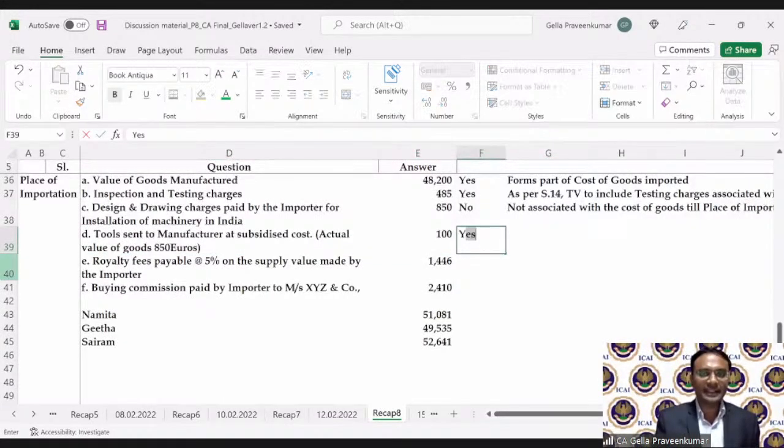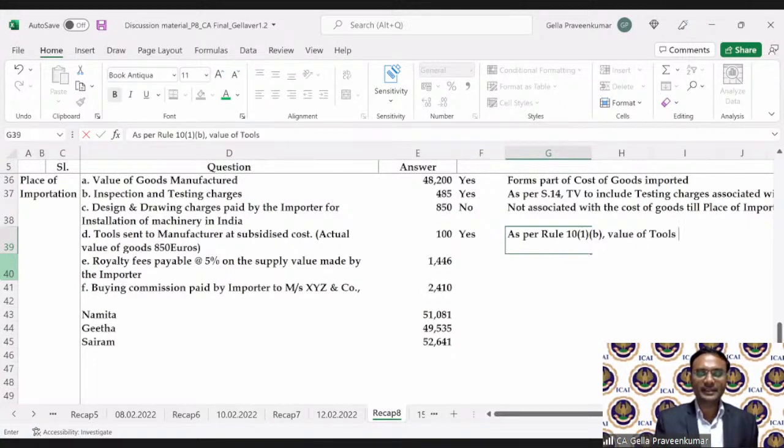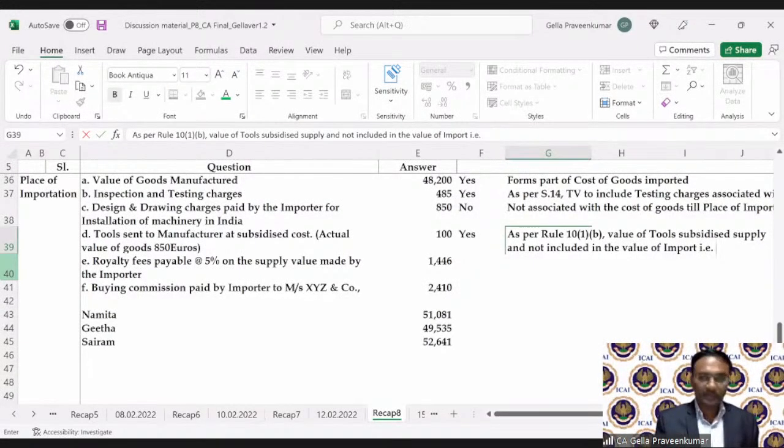We will say yes, as per Rule 10, Sub-Rule 1, Clause B, value of tools subsidized, supply, and not included in the value of import. That is, the 750 euros to be considered.